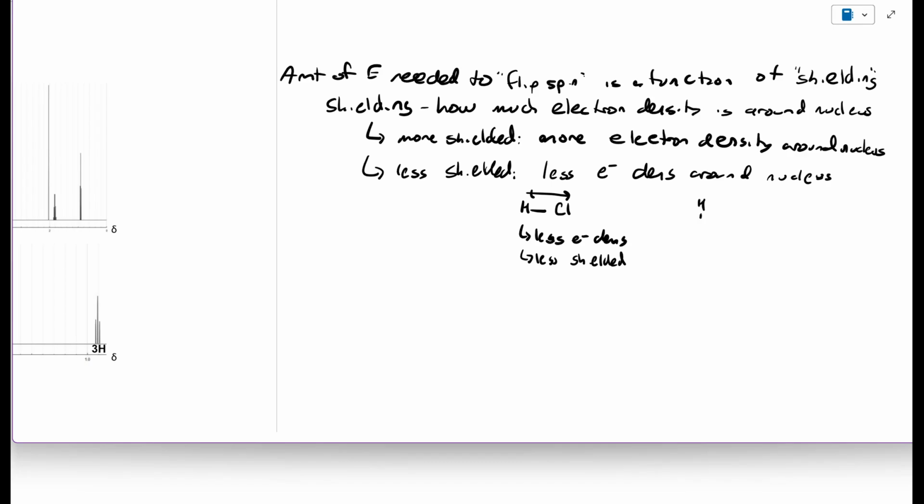Or similarly, if you have a hydrogen attached to a carbon that's attached to a chlorine, the chlorine is pulling electron density towards itself and away from the carbon, but it's also pulling the electron density away from the hydrogen as well. So for the same reason, this hydrogen and this carbon both have less electron density and are less shielded. So we'll talk about some more of those, but that's just an example of why a certain hydrogen might be more or less shielded than another hydrogen.